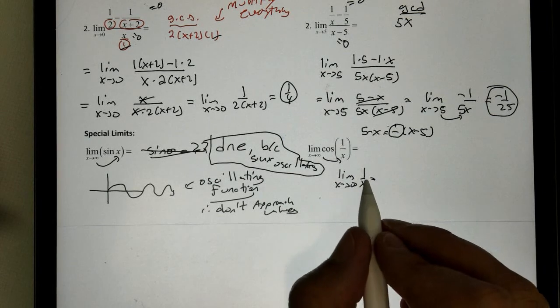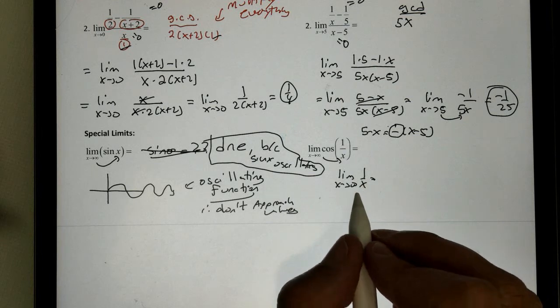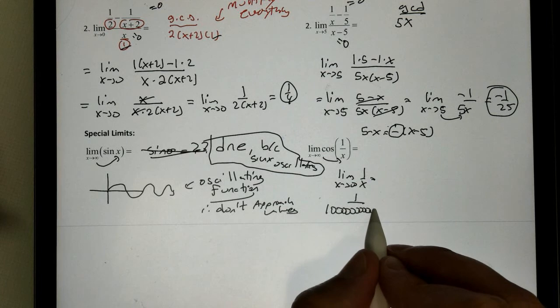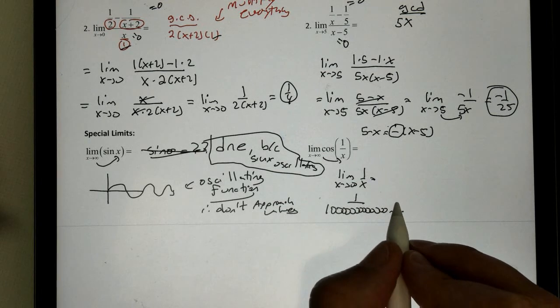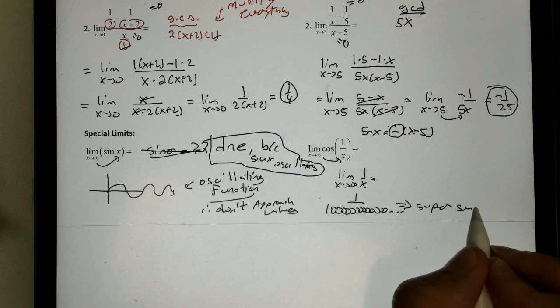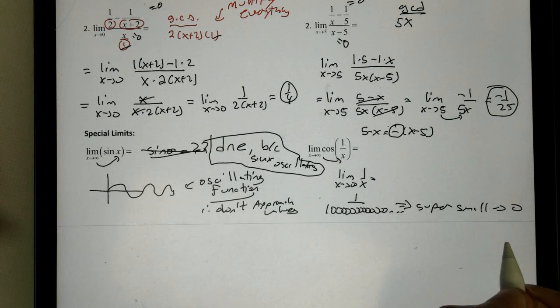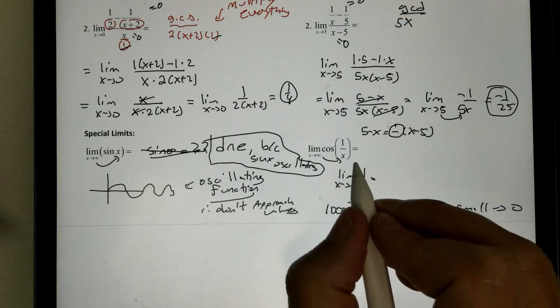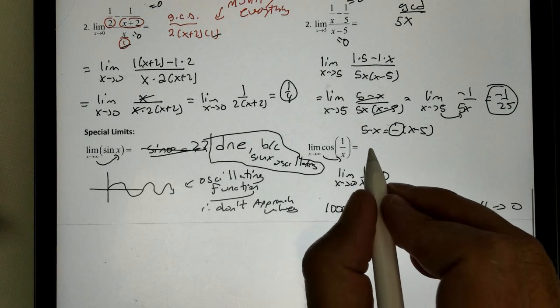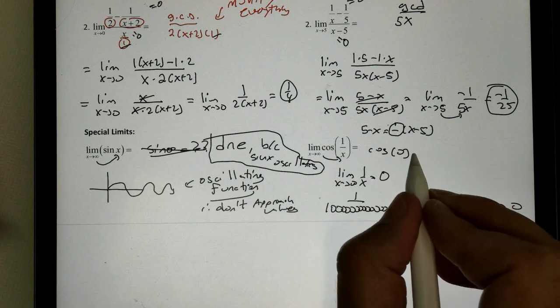Well, if we think about that, if I take a number and I divide it by a really, really large number, take 1 and divide it by this number, I can go forever. Well, that's getting really super small, which means it's approaching 0. So when I think about this, this becomes 0. So if I plug in the infinity here, this becomes the cosine of 0, which is 1.